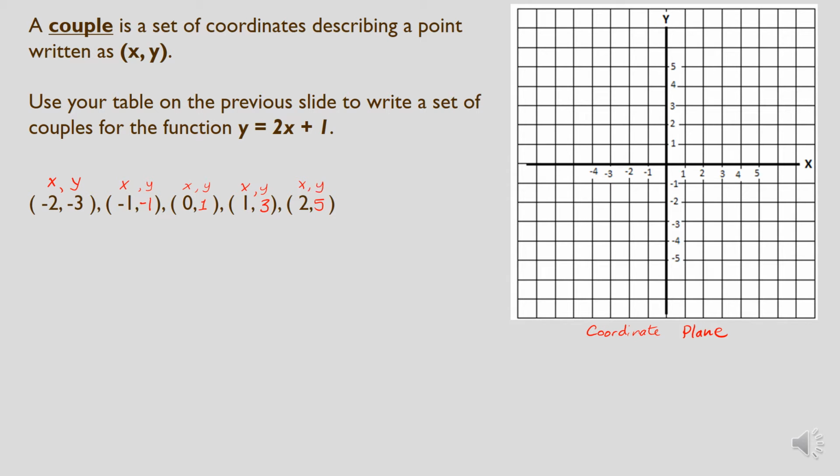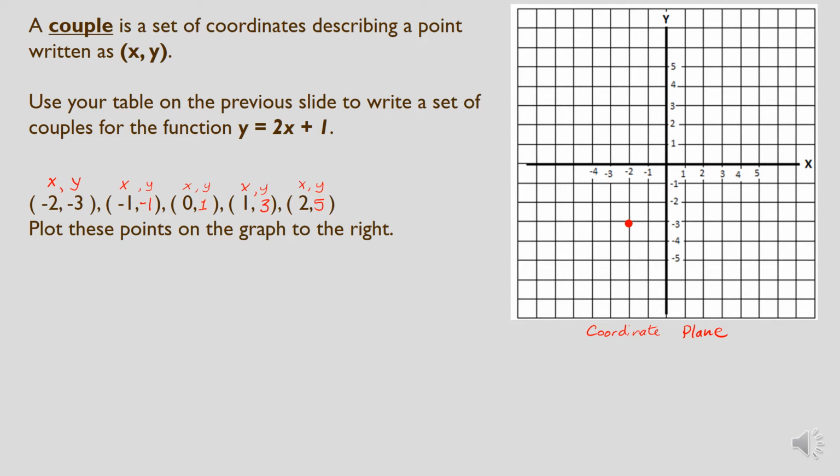So each of those in brackets is a couple of coordinates which will allow us to plot a point on the graph. Okay, now we're asked to plot these points on the graph to the right.